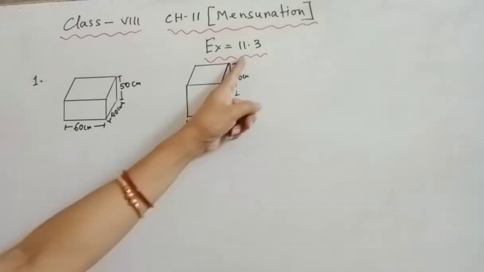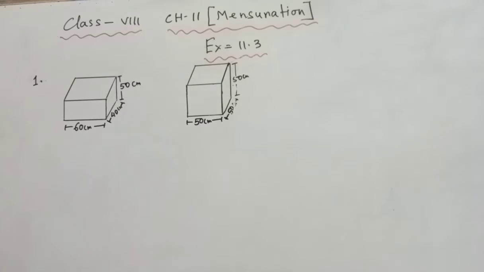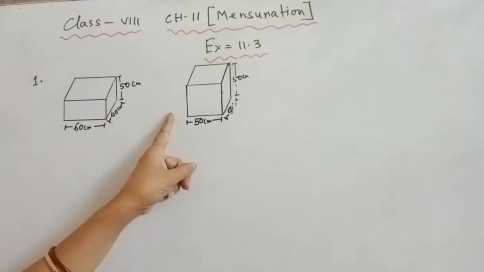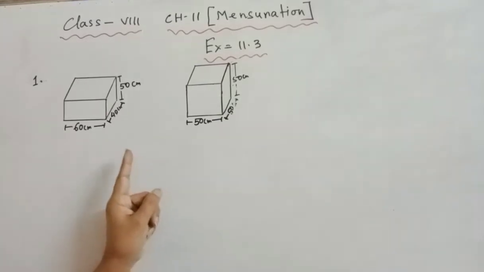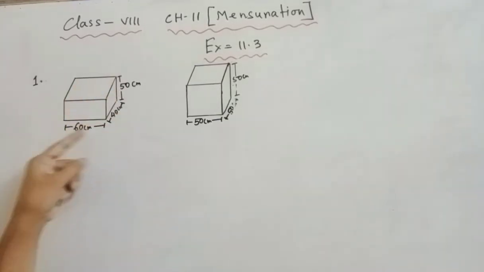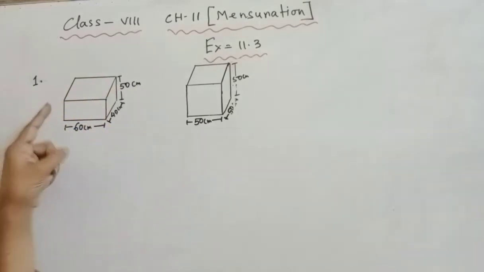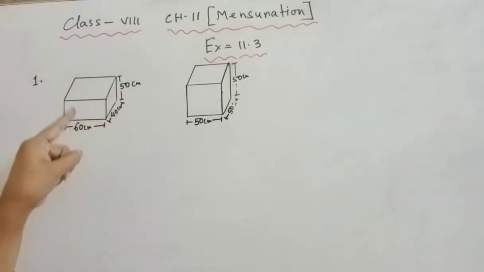Today we will do exercise 11.3, chapter 11, mensuration. Question number 1. In this question, it is given that there are two cuboidal boxes as shown in the adjoining figure. Which box requires lesser amount of material to make? That means you need to find the material to make these two boxes. That means you need the total surface area, because the question is which box requires lesser amount of material to make. Two boxes are there.